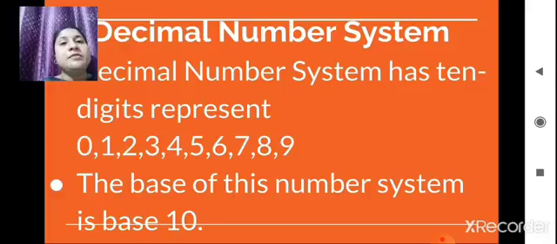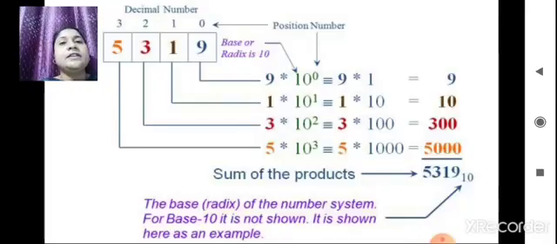Why 10? Because we already saw that decimal means 10. That's why it uses base 10. Now we will see an example. Here the number given is 5319. So 9 is at which place? It is in the ones place. 1 is in the tens place. 3 is in the hundreds place. And 5 is in the thousands place. So we are giving here a base 10.